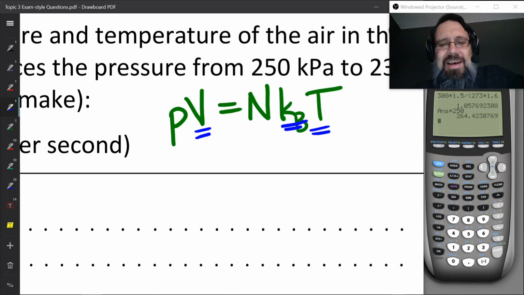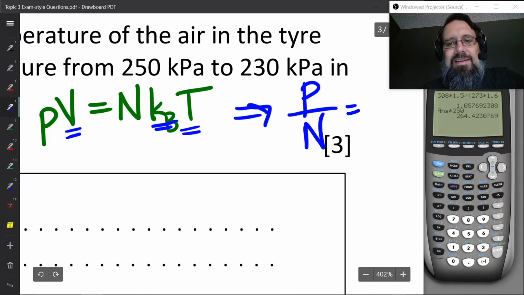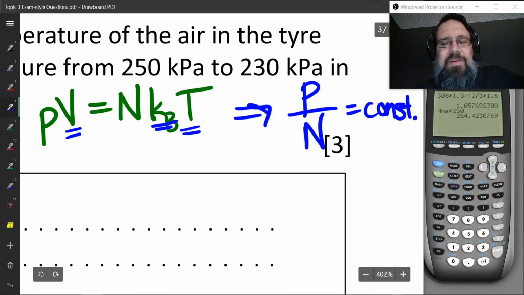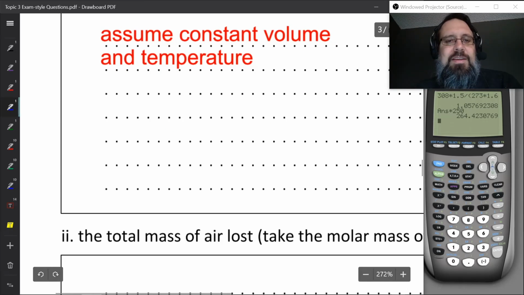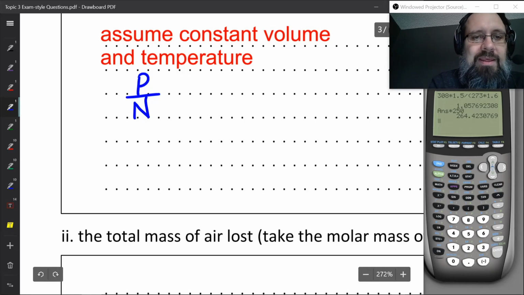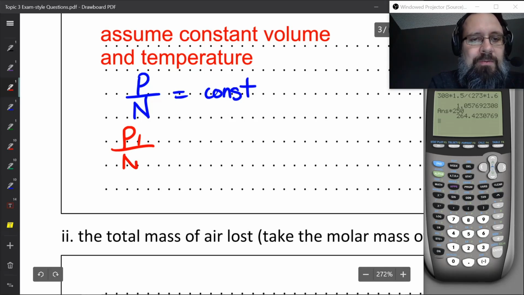So what we can see is that P equals N. If we put all the constant stuff on one side and all the not constant stuff on the other side, you'll end up with this expression that says P divided by N equals constant stuff. I'm just moving the N to the other side, moving the V to the other side. So the ratio of the pressure divided by the number of particles, number of molecules, will have to remain constant. So we can derive this relationship that says P1 over N1 equals P2 over N2.